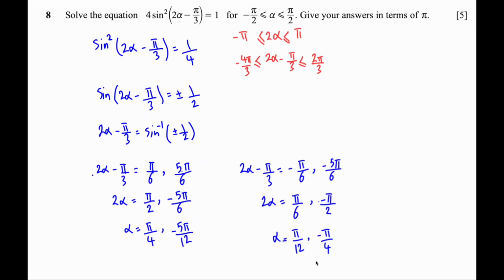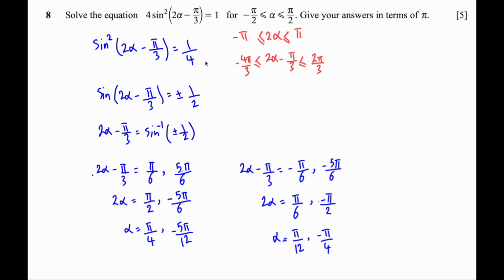Question number 8. In this question, I'm given a trigonometric equation and I'm supposed to find the value of alpha, while alpha is between negative pi over 2 and pi over 2. And obviously, since everything is defined in terms of radians, I'm supposed to give my answer in terms of pi as well.